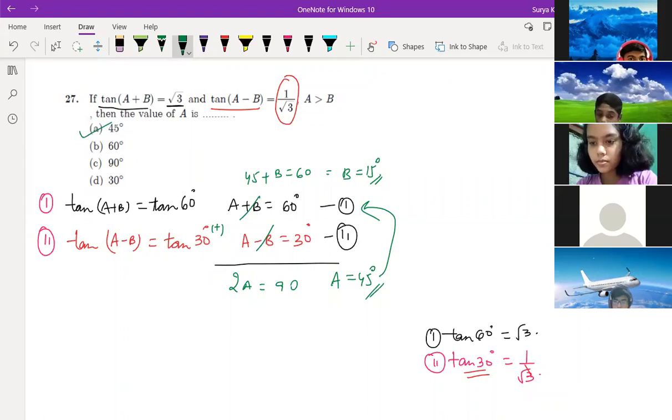Chanchal, let your camera be on only, okay? Okay, sir. What's the problem with you? Sir, it's turning on and off on its own, automatically.